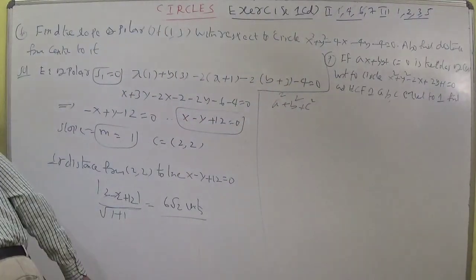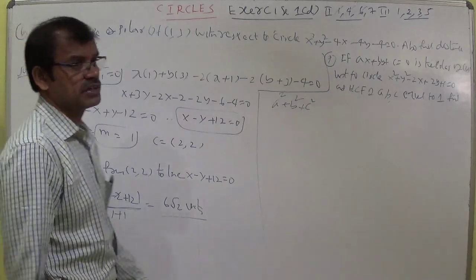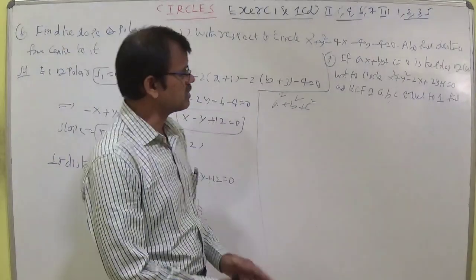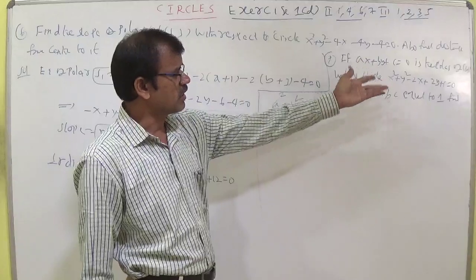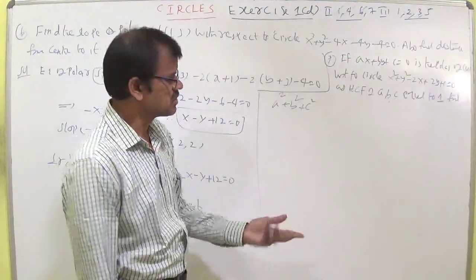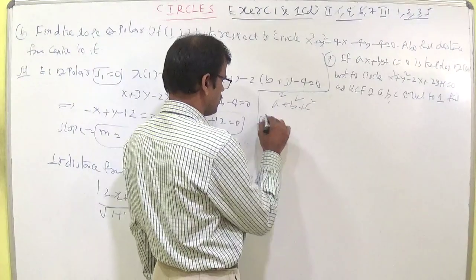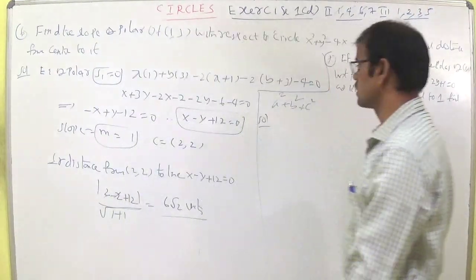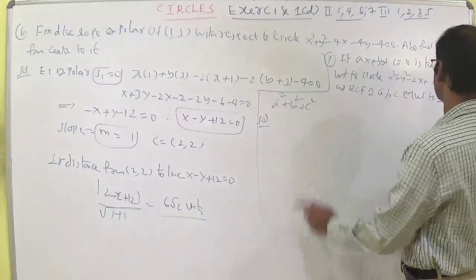For these numbers the HCF is 1, 1, 1, students. So there is no need to get any confusion. Simply find the polar of 1 comma 1 to the given circle and compare with A, B, C. Simply find A square plus B square plus C square. That's all, it is enough. Some students may get confused. That is why I am telling the question.